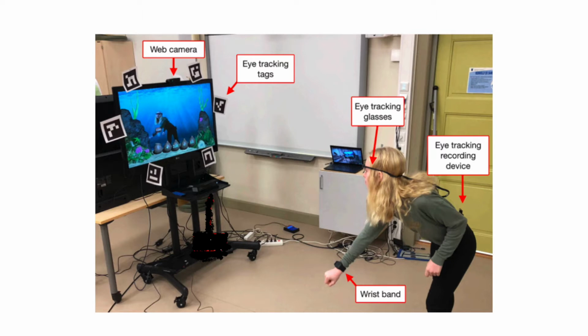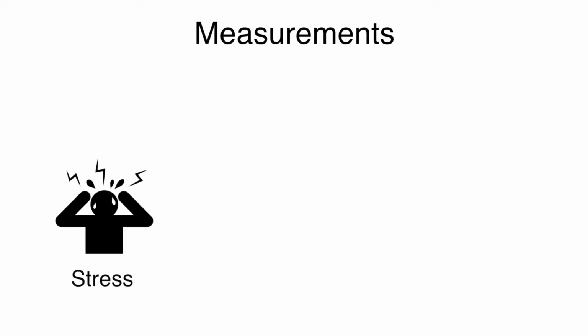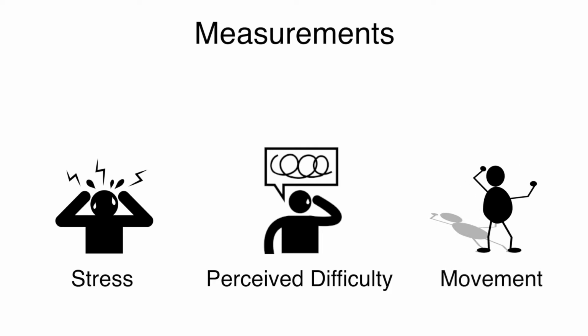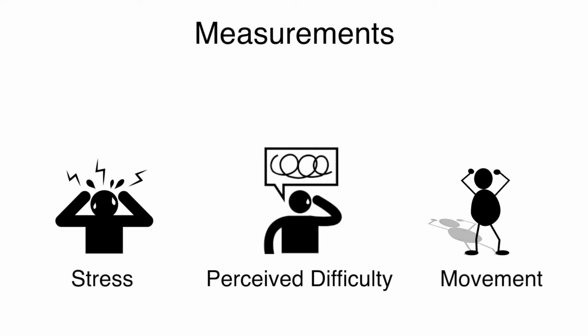As a researcher and teacher, it would be interesting to get different types of information about the student. By using different types of devices, we can extract raw physiological data from the student and calculate different measurements. A measurement can be things like if the student is stressed, if they think the task is difficult, or just how they move. The goal is to use these measurements to get information on how students react to different tasks in the game.